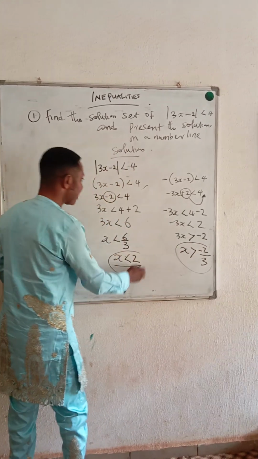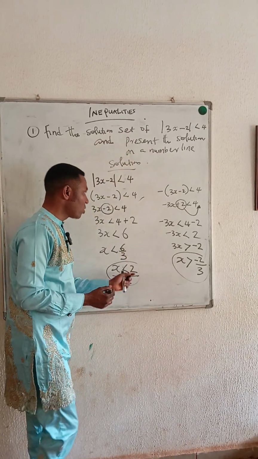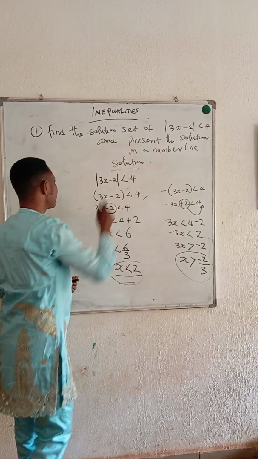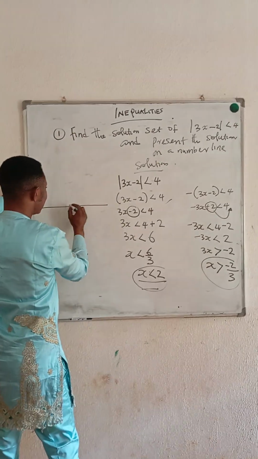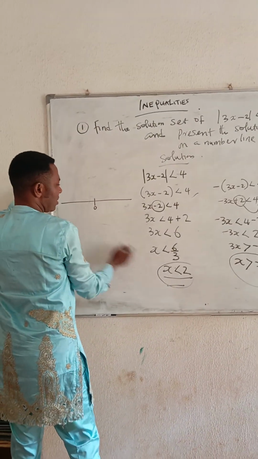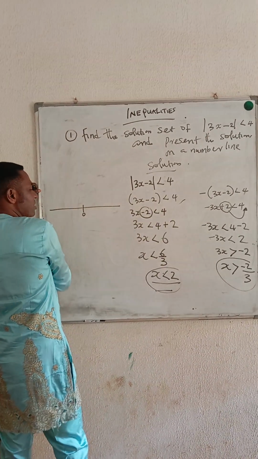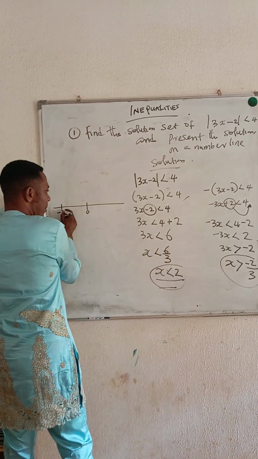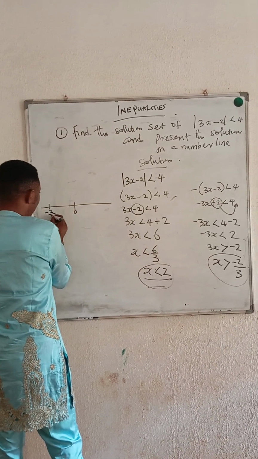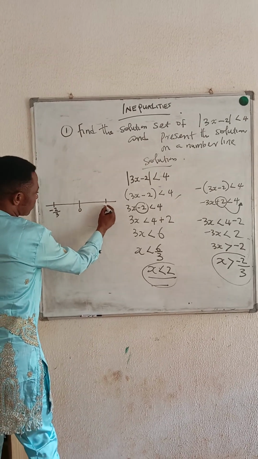Now, if you look at it very well, that's why they say find the solution set. So there are two answers. The final decision is to present this on a number line. Let us assume that this is my 0 x. Here is the positive side of x and this is the negative side of x. So let's pick here to be minus 2 over 3, but mind you, this is not drawn to scale. We just assume that this is minus 2 over 3 and this is 2.